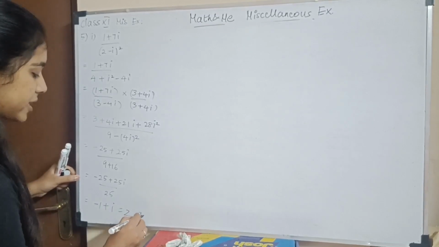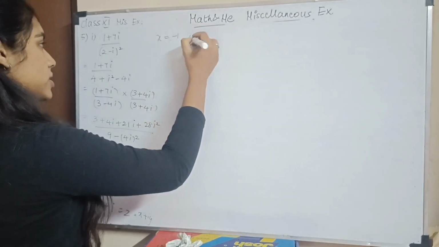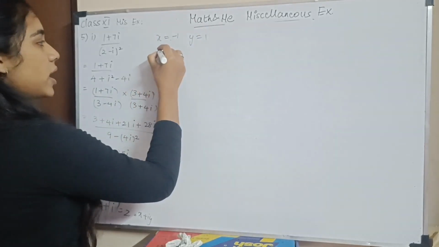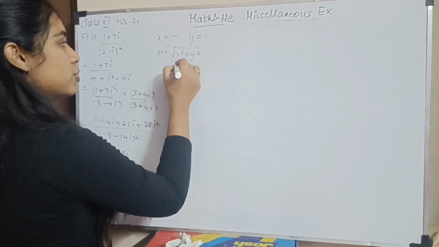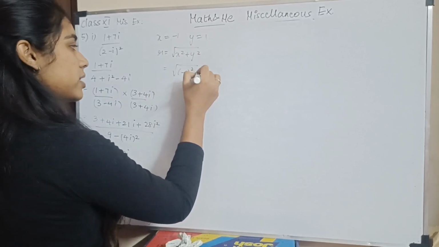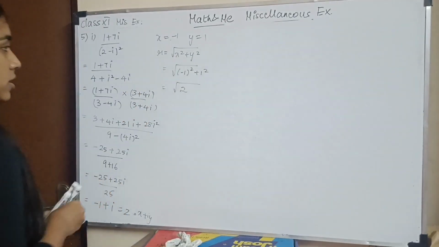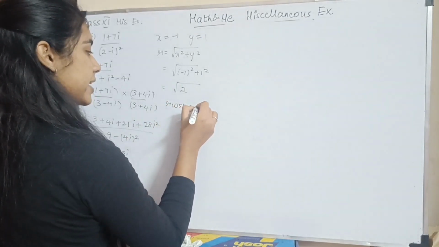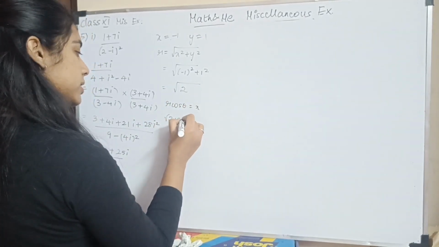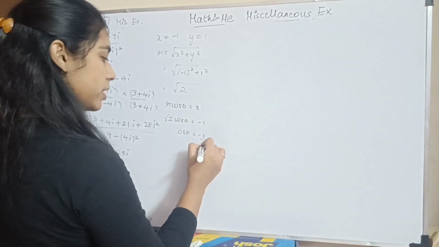This is of the form x plus iy. So what is my value of x? Minus 1. What is the value of y? 1. So r is nothing but root of x square plus y square, which is root of minus 1 the whole square plus 1 square, which is root of 1 plus 1, 2. So r is root 2. You need to find your theta. So r cos theta equals x. Root 2 cos theta equals minus 1. Cos theta equals minus 1 by root 2.